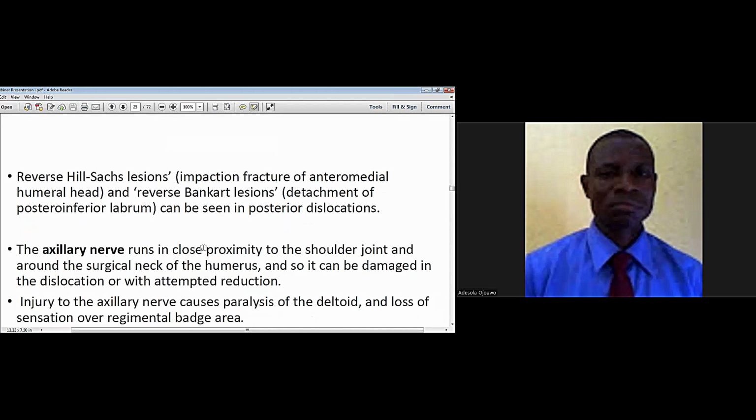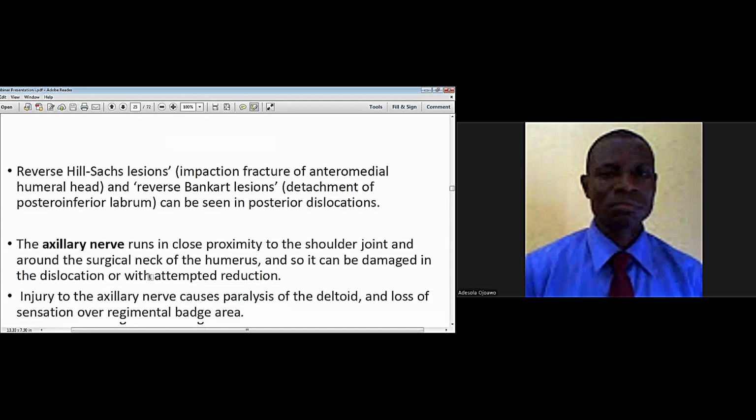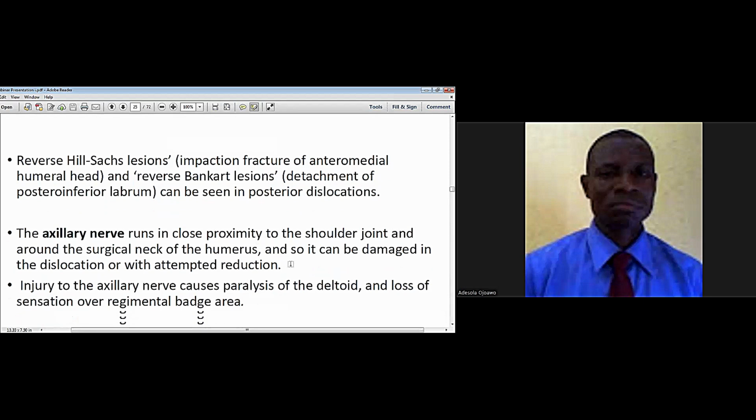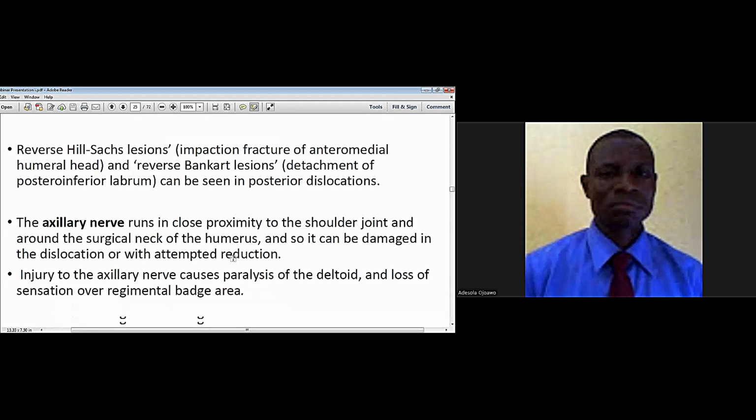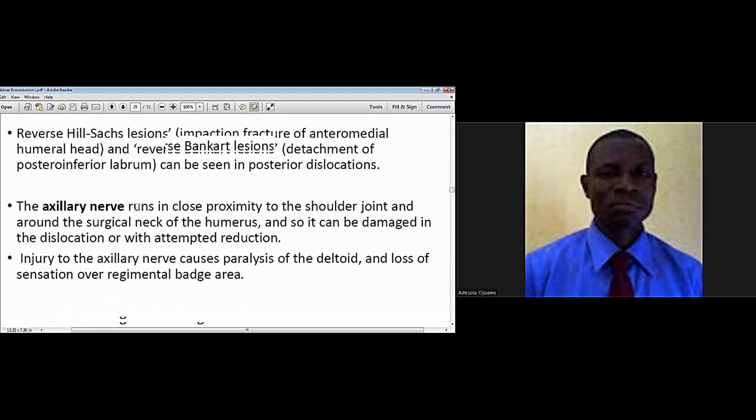The axillary nerve runs close to the shoulder joint and around the surgical neck of the humerus, and so it can be damaged in the dislocation or with attempted reduction. Yes, if there's an anterior dislocation, the axillary nerve can be damaged. And when it is damaged, you know what can happen subsequently. Injury to the axillary nerve causes paralysis of the deltoid and loss of sensation to the area.